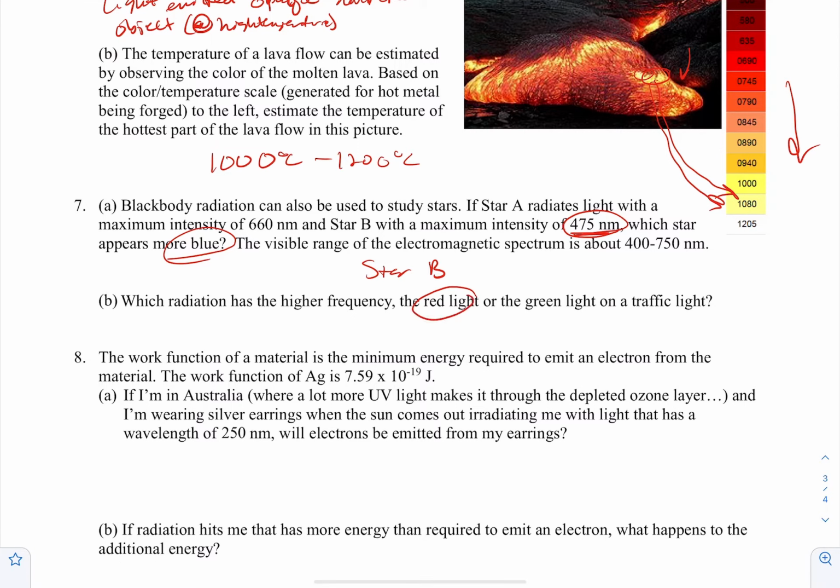And we knew that the red hot light had a higher wavelength, which means it has a lower frequency. So that means, in this case, it's going to be green. Okay, the green light. That's going to be our answer.